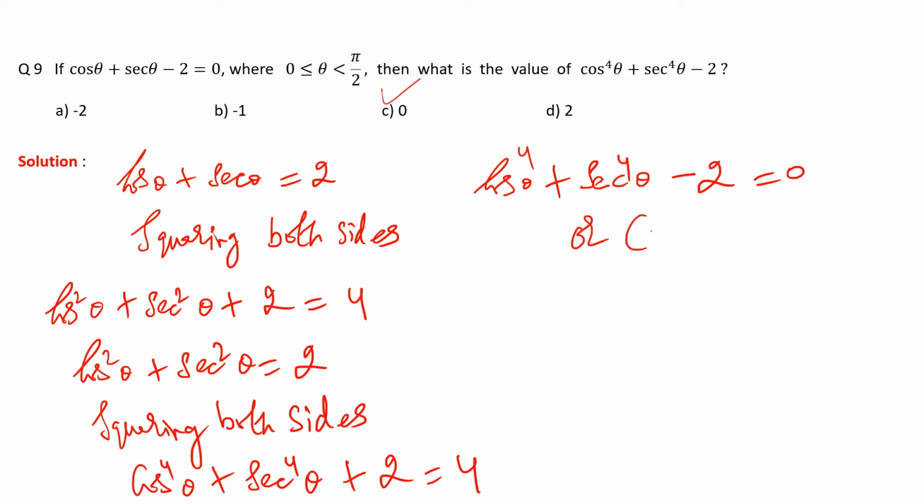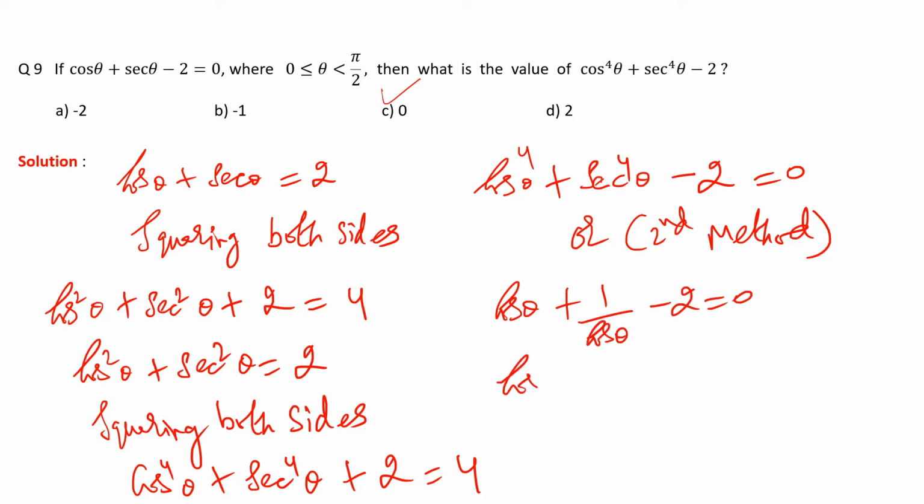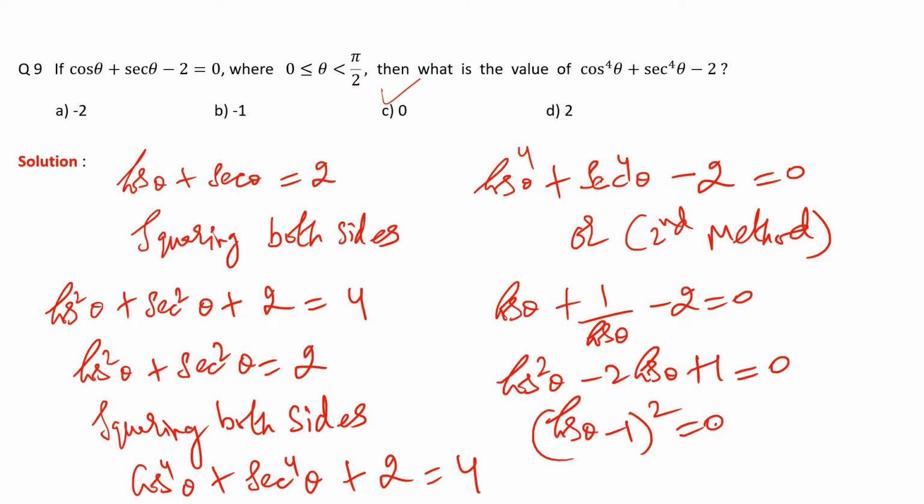Or second method which you can adopt to solve this question is, you can solve the equation cos theta plus secant theta minus 2 equal to 0 to get the value of theta, because interval is already given to you. So we can write this as cos theta plus 1 upon cos theta minus 2 equal to 0, or cos square theta minus 2 cos theta plus 1 equal to 0 after taking the LCM. So this finally becomes cos theta minus 1 whole square equal to 0. This implies that cos theta is equal to 1.